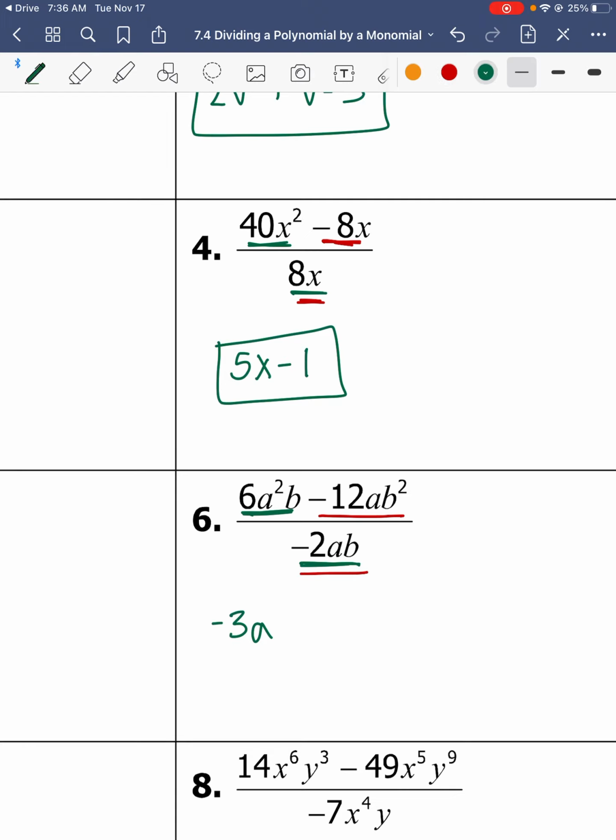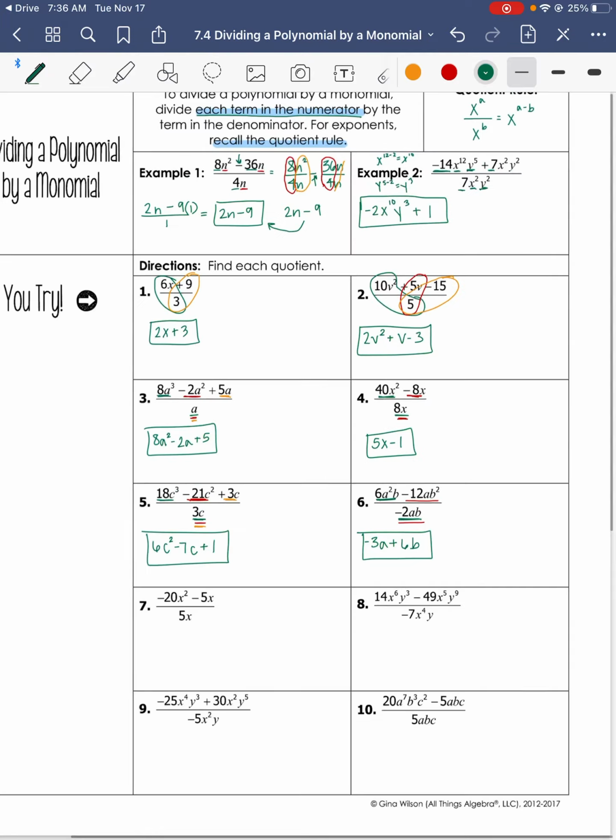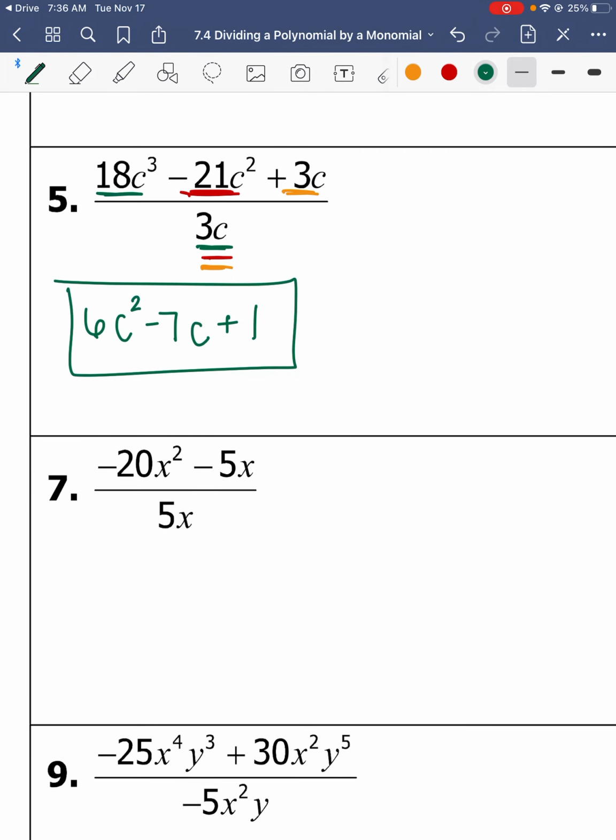Negative 12ab squared divided by negative 2ab. Negative 12 divided by negative 2 is positive 6. A divided by a is 1, so we don't need to write it. B squared divided by b is b, so we're left with negative 3a plus 6b.